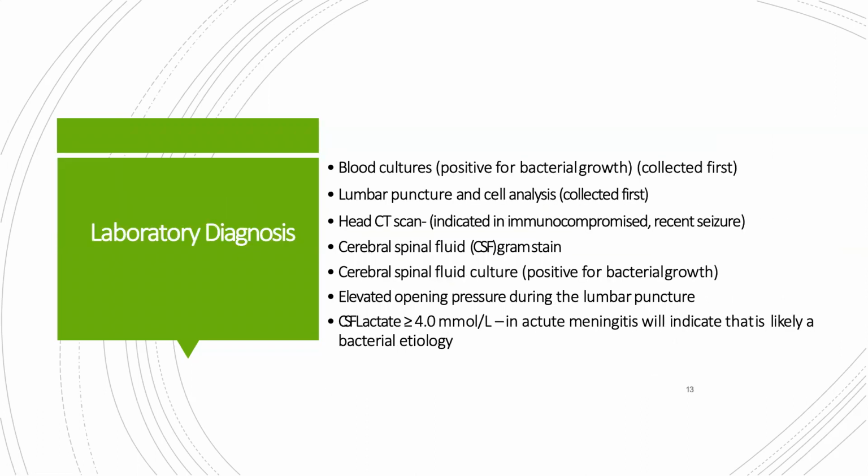Alrighty, so for laboratory diagnosis, we want to make sure that we collect our blood cultures first. You want to do a lumbar puncture first. Lumbar puncture and blood cultures, you want to do those first. I'm saying that repeatedly because I want you all to remember that lumbar puncture and blood cultures need to be first. You then do a head CT scan. This is indicated in those patients that are immunocompromised. If they've had a recent seizure, you want to make sure you do a CT scan.